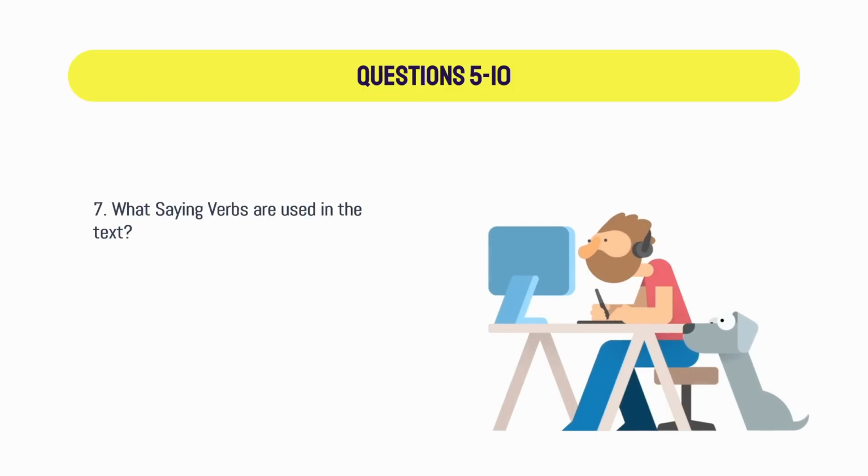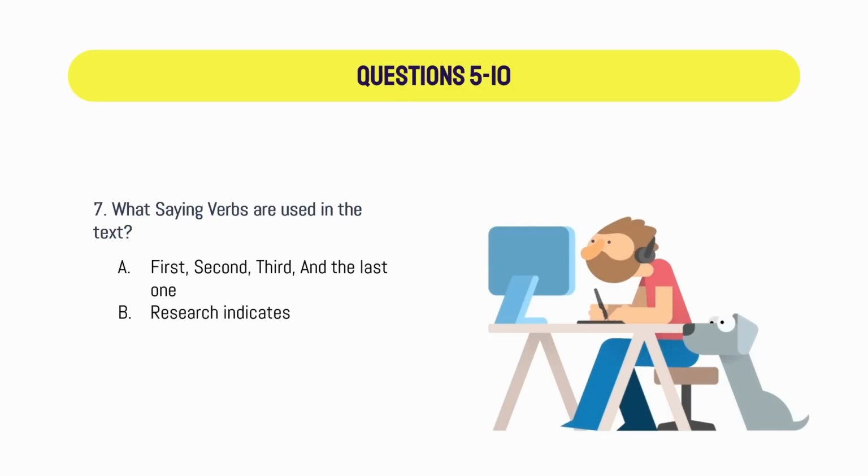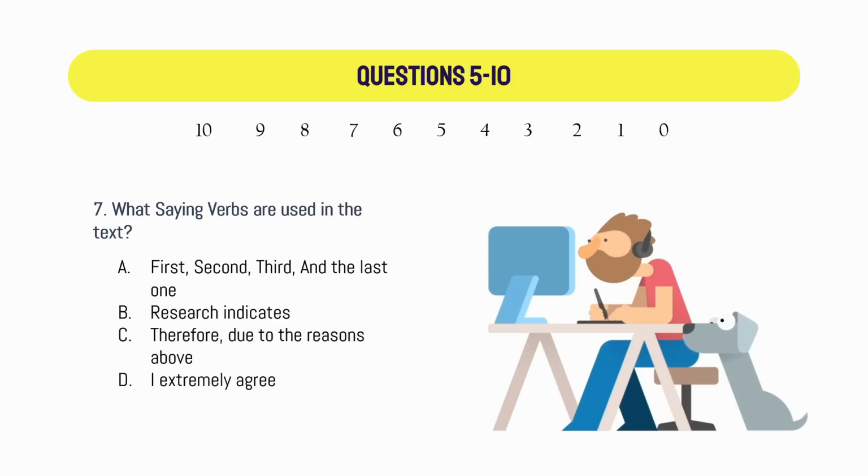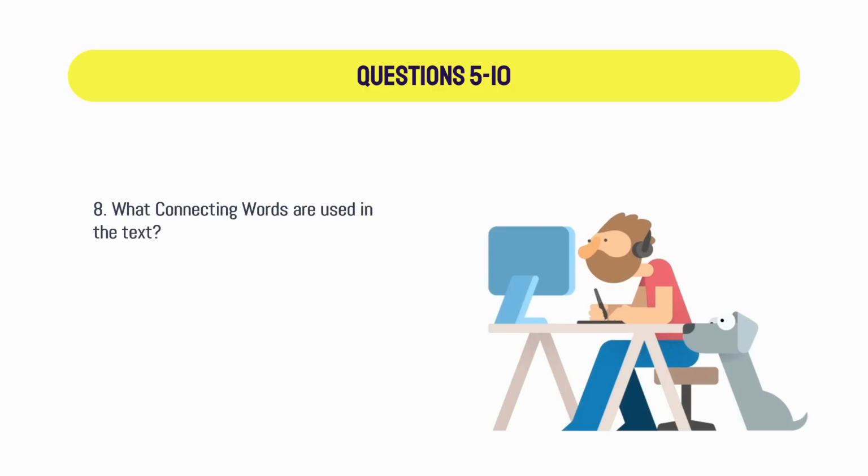Number 7. What saying verbs are used in the text? A. First, second, third, and the last one. B. Research indicates. C. Therefore, due to the reasons above. D. I extremely agree. Time's up. The answer is B. Research indicates.